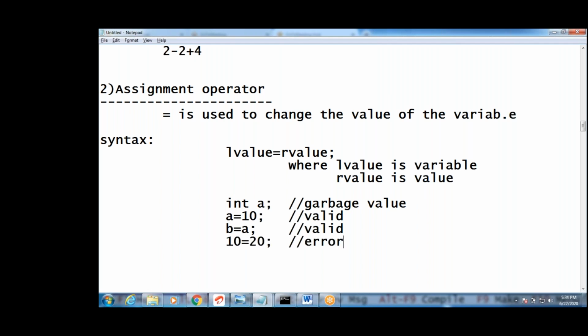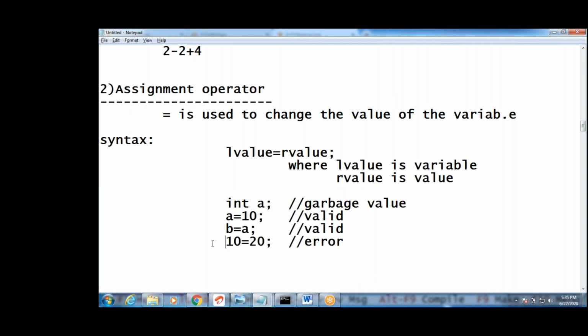Error, it is. What is the meaning of 10 equals to 20? a equals 10 means the a value changes to 10, previously garbage value. b equals to a means the b value changes to a. Now 10 equals 20 means the 10 value changes to 20. Can you change the value of 10 to 20? Is it possible? From my childhood onwards, 10 is 10 only. The 10 value is not modified.